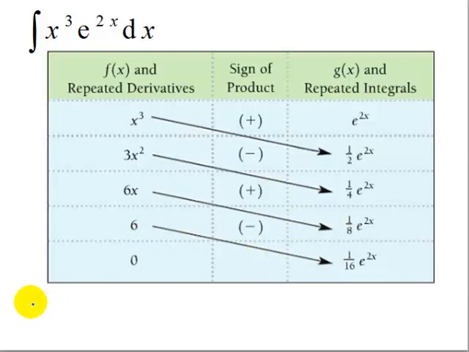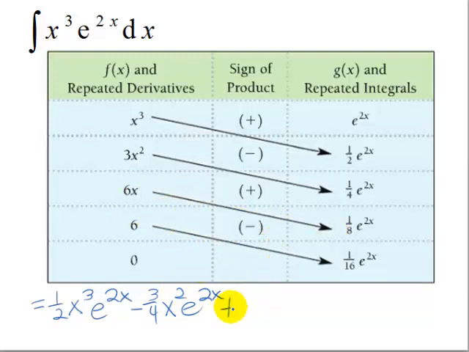So this is going to be, if we did that integral and we looked at it this way, 1/2 x cubed e to the 2x, and then multiplying these, but also multiplying by a minus, minus 3/4 x squared e to the 2x. Multiplying these, multiplying by a plus, we'll get 6/8, which will reduce to 3/4 x e to the 2x. Then if we multiply these two together, but multiply them by a negative, we will have minus 6/16, which will reduce down to 3/8 e to the 2x, and then plus our constant of integration.